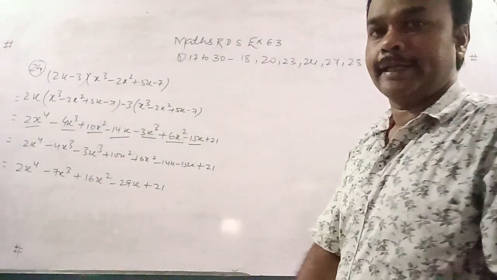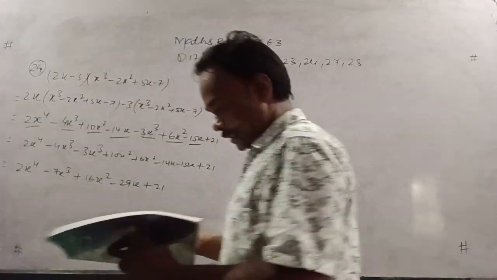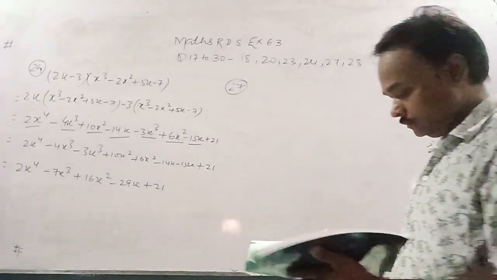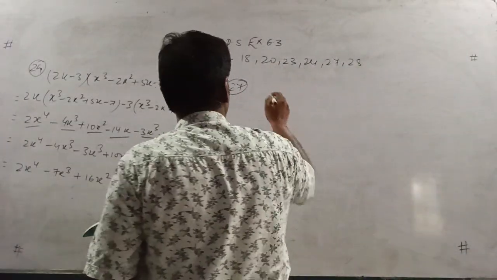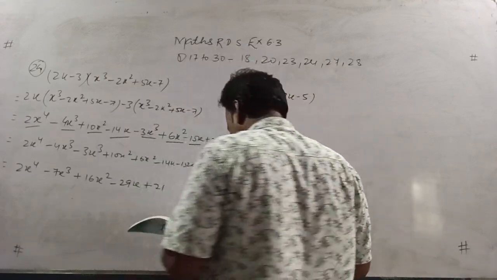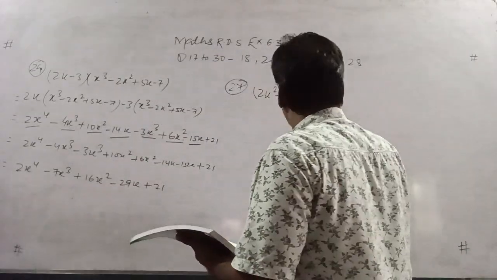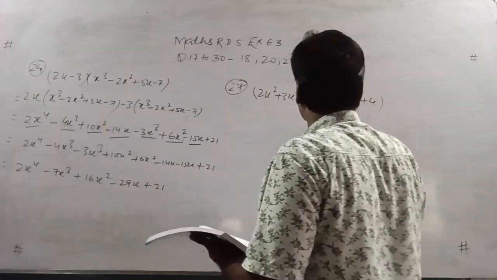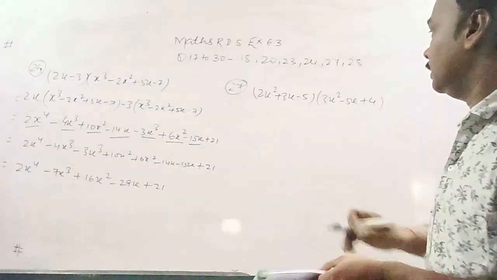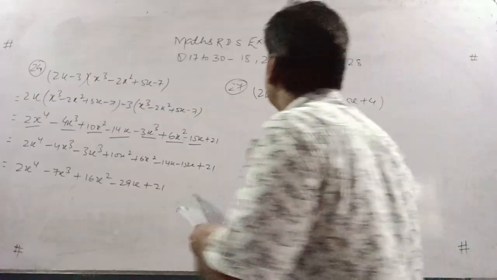Now see question number 27. What is question number 27? This is the product of two trinomials. (2x square plus 3x minus 5) into (3x square minus 5x plus 4). This is a trinomial and this is also a trinomial. So it is the product of two trinomials.